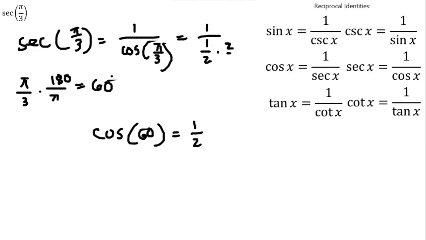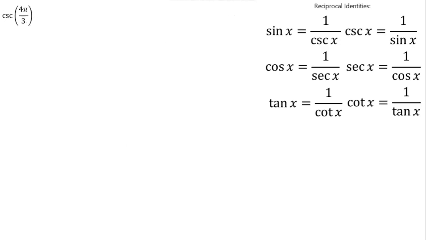Damn, I missed my amount there. So cosine pi over 3 is 1 half, and so we simplify this fraction. So secant pi over 3 is 2.